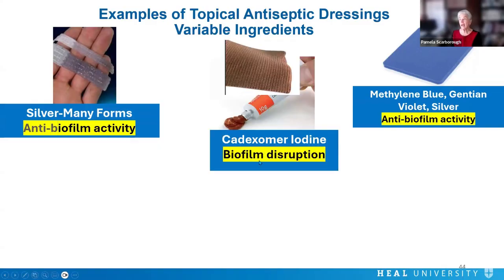Then we have cadexomer iodine, which literally gets through the biofilm. And unfortunately, our buildings won't buy this. I understand it costs more money, but those infections end up costing 10 times more money if the infection gets away with this. So you have to use your critical thinking skills to determine, am I going to spend a little bit more money here so that I don't have to spend all that money and risk rehospitalizations.